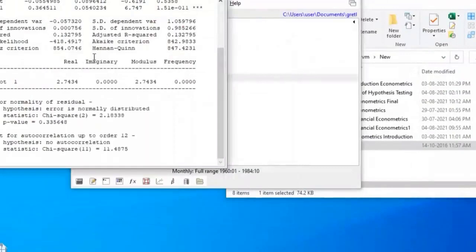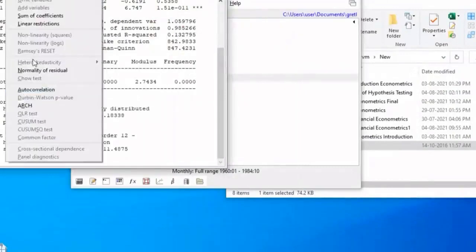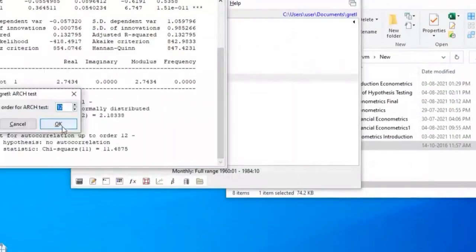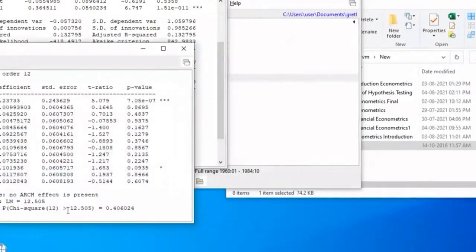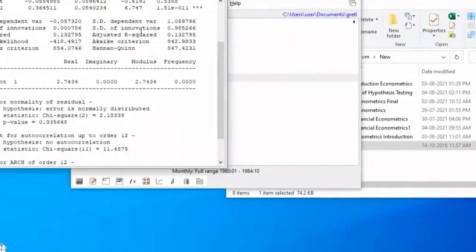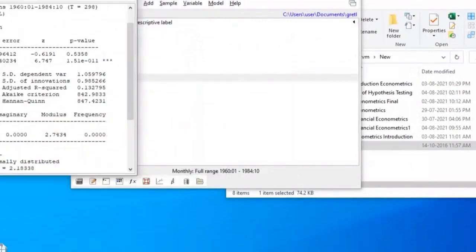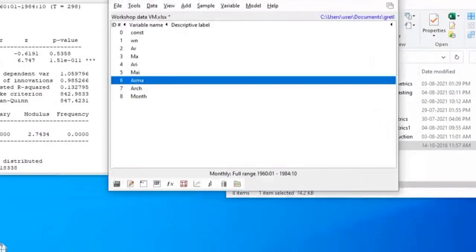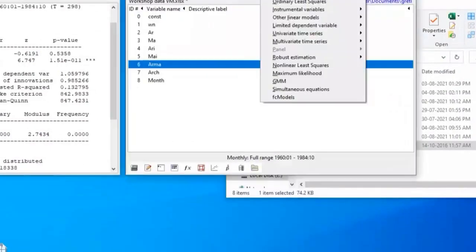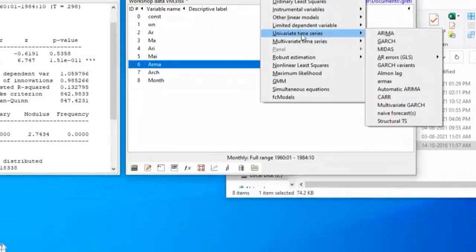Then we have to do the ARCH. So ARCH 12 lag. So here also the p-value is greater than 5%. There is no ARCH effect. So this model is adequate and significant. Okay. So we have to keep it aside and then go for another model. Go to the model, then univariate, ARIMA.